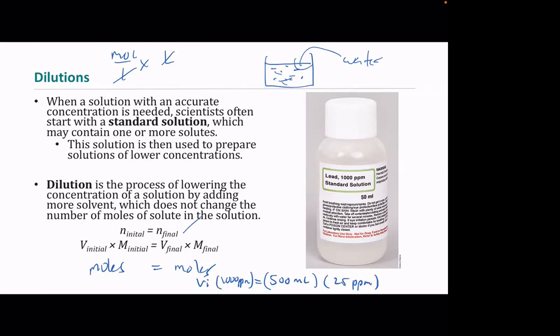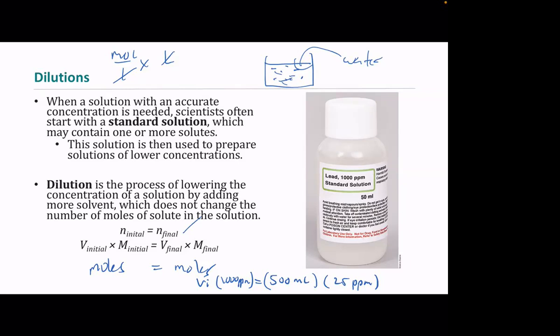So it becomes what? 12 and a half? Is that right? 12.5. So it's just 25 times 500 divided by 1,000. That means you would have to take 12.5 mils of your original stock solution, dilute it to a total volume of 500 mils, and then you would have a 25 ppm solution to work with.